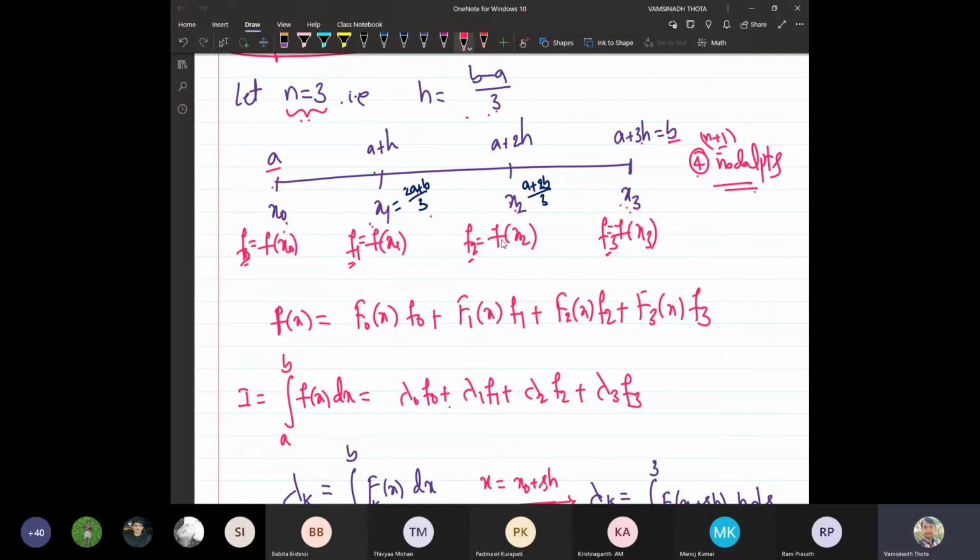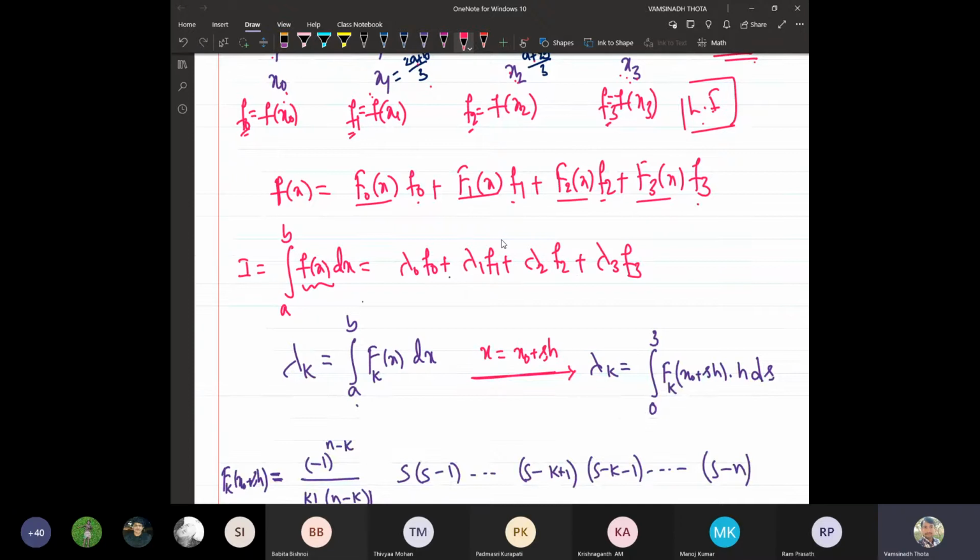Now, in Simpson's 3/8 rule also, we are going to use an approximating polynomial, the Lagrange interpolating polynomial. In all three methods, the trapezoidal rule, Simpson's 1/3 rule, and Simpson's 3/8 rule, everywhere we have used the Lagrange interpolating polynomial only. So what is the form of the Lagrange interpolating polynomial? It is capital F0 of x times f0, plus capital F1 of x times f1, plus capital F2 of x times f2, plus capital F3 of x times f3. Right?